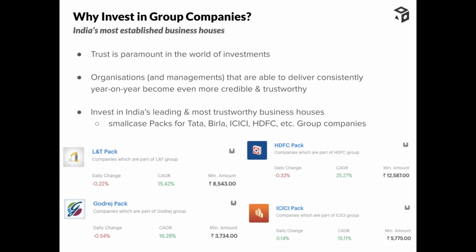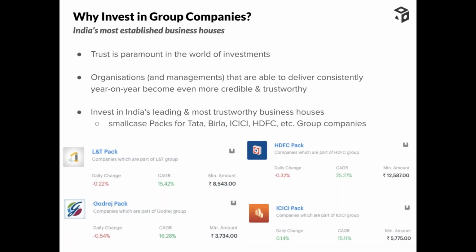And that is also why investing in companies that belong to these established and large business houses, which have earned the trust and reputation of the entire market over many years, ends up being a great idea. And on the HDFC Smallcase platform, you can find I think about 6 or 7 packs that come from these established and reputed group companies, including ones from the HDFC group or the Godrej group, Tata and Birla groups.